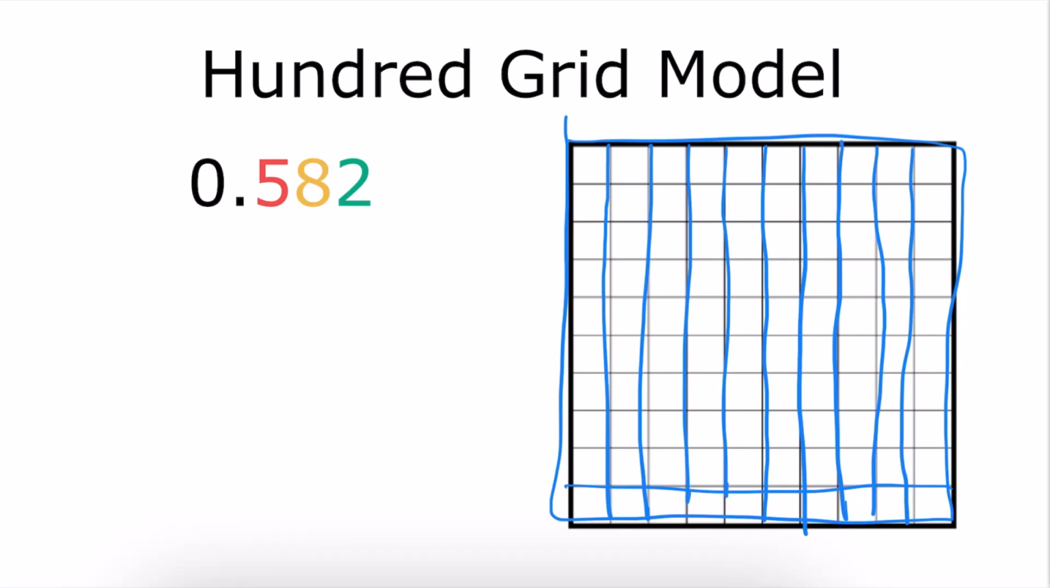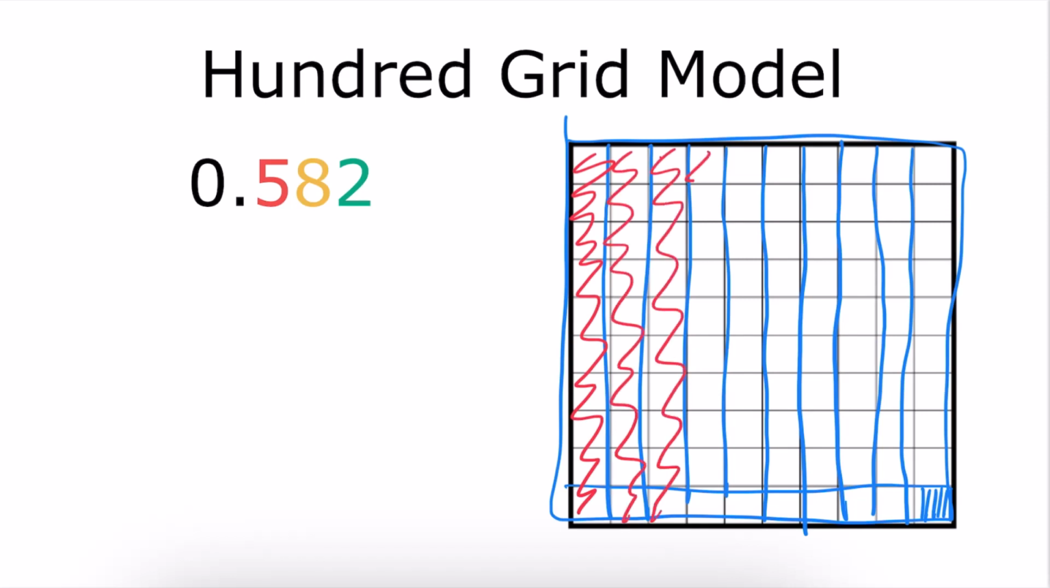And you can even continue this pattern by cutting up one of these little squares into 10 pieces, or cutting those into 10 pieces, and so on. So if we wanted to model a decimal like 0.582, we could say, okay, well, I have 5 tenths. So I'll shade that in red to coordinate with my place value. So I'd have 5 tenths like this.